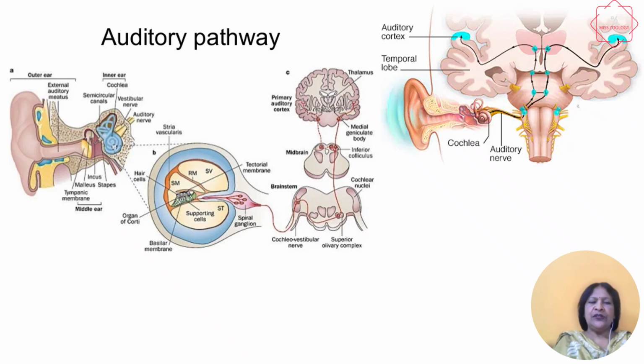The total auditory pathway is shown in a diagrammatic manner here, starting from the outer ear, moving through the middle ear, then finally coming through the inner ear and passing to the brain through the auditory nerve.